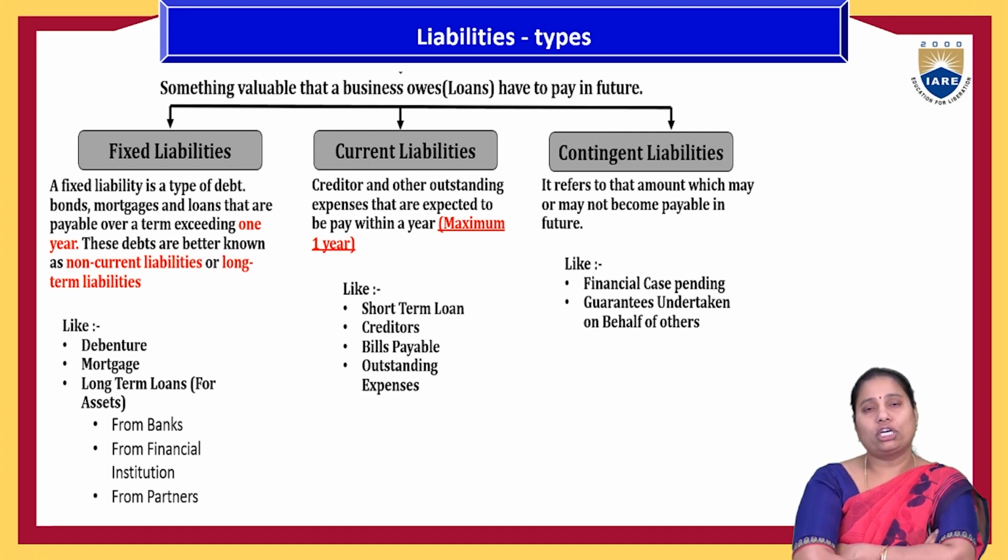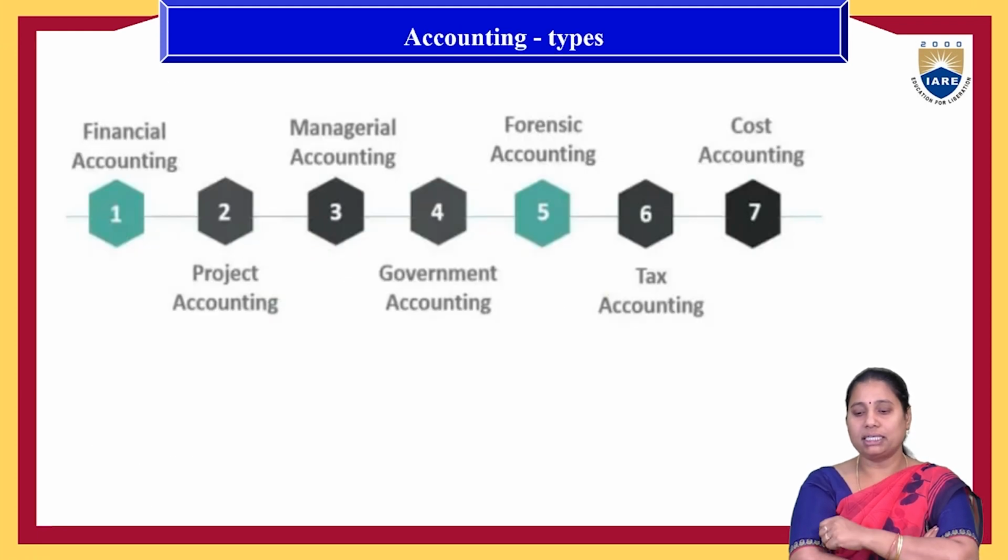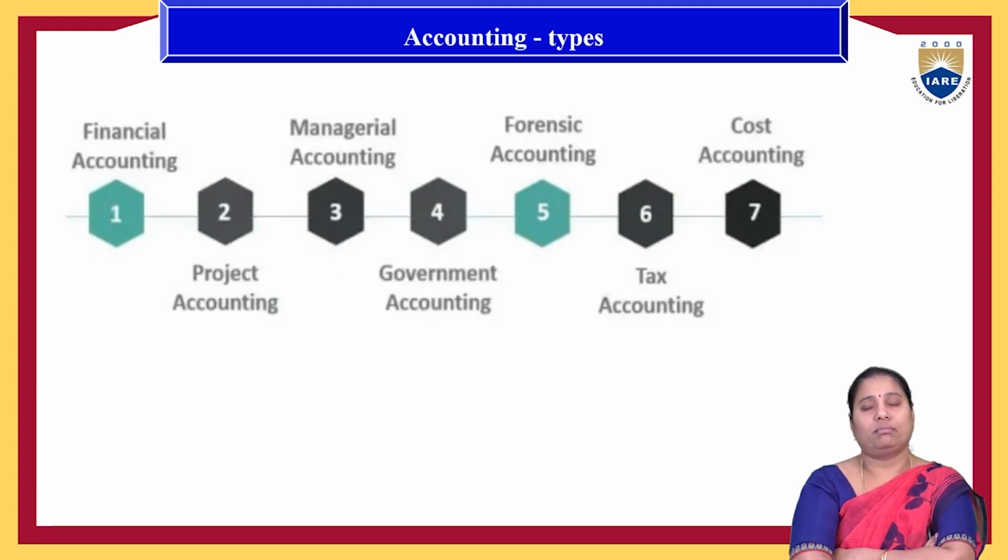For example, any short-term loans, credit cards, loans, overdue facilities they have utilized, outstanding expenses, bills payable, etc. is called under the current liabilities. Contingent liabilities means financial cases pending, guarantees undertaken. These are not referred to them, but due to the situations they occurred, that will be called contingent liabilities. Then the next concept is accounting types.